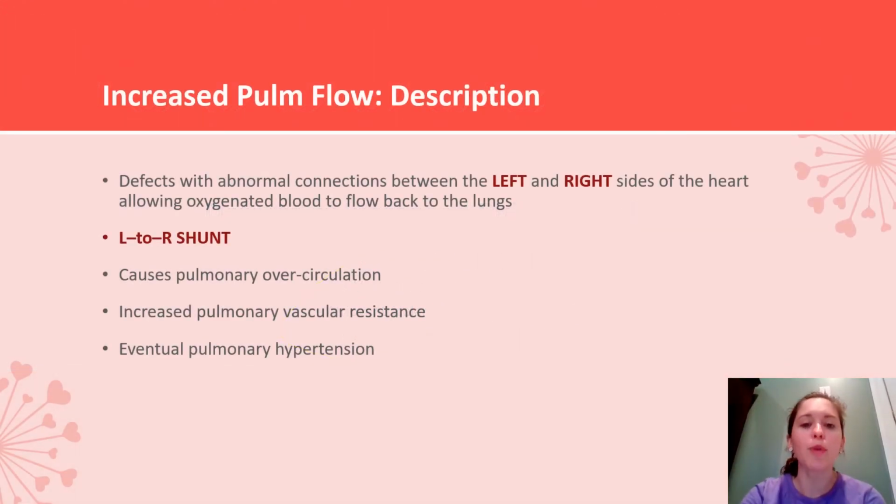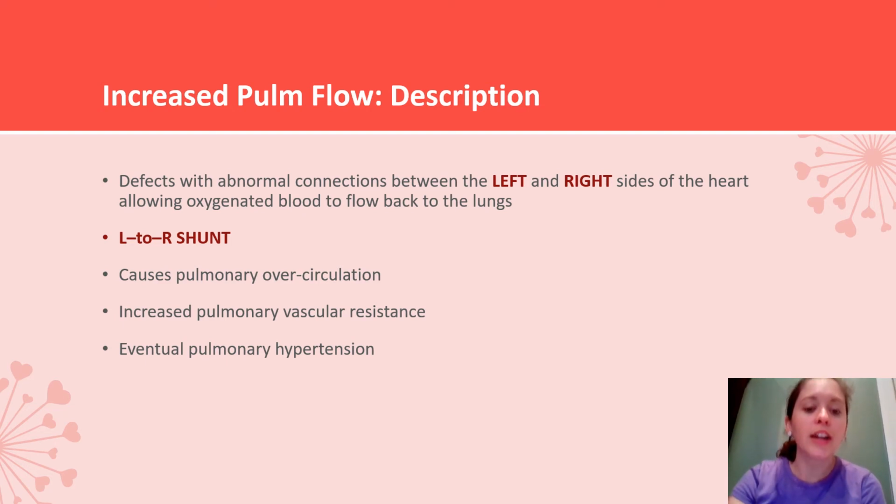So with the increased pulmonary blood flow category, there is an abnormal connection between the left side and the right side of the heart that's allowing a lot more oxygenated blood to flow back into the lungs. So blood is moving, just like fluid moves, from the left, which is high pressure, to the right side of the heart, which is low pressure. So we expect this to happen with this type of defect.